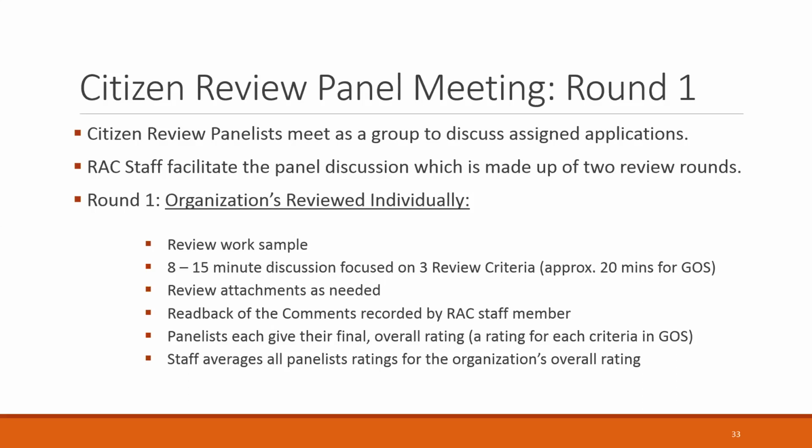During that discussion process, we'll also have the opportunity to pull up any attachments. So Jess and I will pull up any component of the application that we need. We'll structure these discussions around the 3 review criteria. So we'll discuss the artistic merit for a couple minutes, the community benefit for a couple minutes, and organizational capacity.